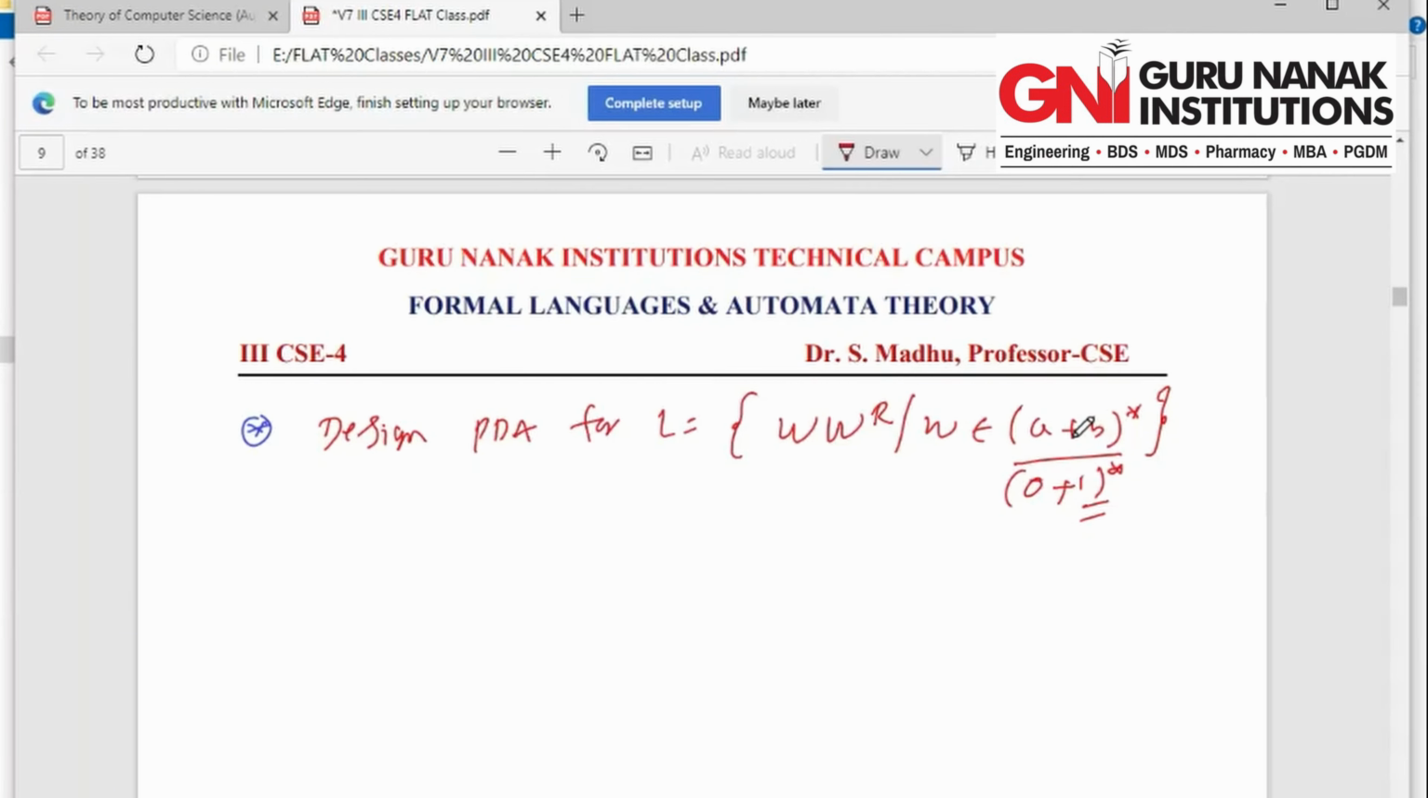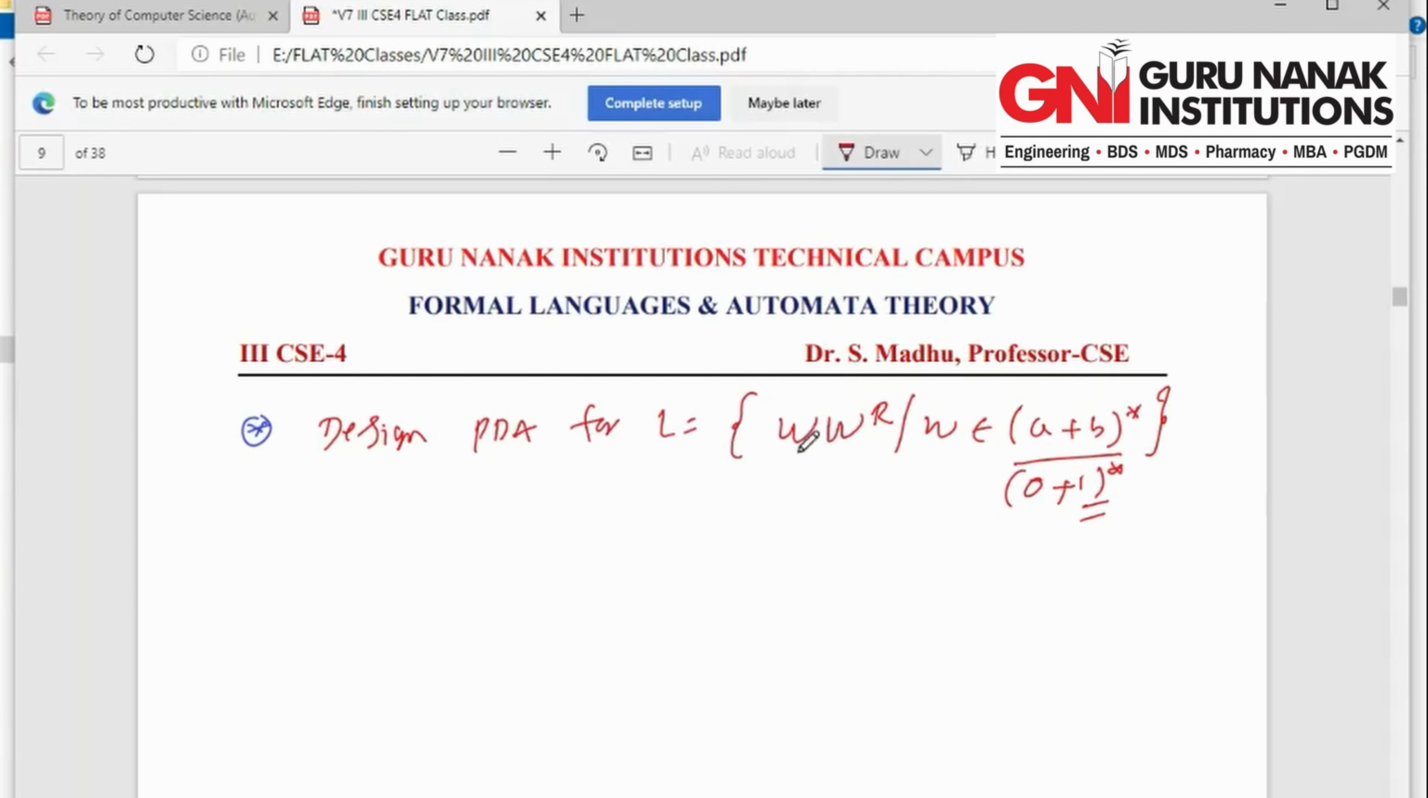Any difference is there? Yes, tell me. Emma, any difference? (A plus B) whole star or (0 plus 1) whole star? No, sir, no difference. Okay, instead of A, B you take 0, 1. That's it. In the examination they may ask like (0 plus 1) whole star. The same solution, in place of A, B you take only 0, 1.